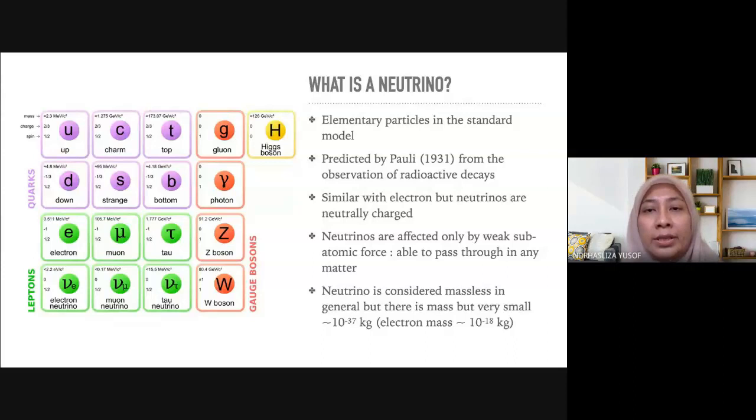Before I move further on, just to explain to the audience, I am a theoretical physicist, so I don't do experiments, okay? All experiments are done by experimentalists, but what we do is predict the production of neutrinos in the star, and we see how it can be constrained by the detection that the experimentalists have set up. Okay, so that is one thing you have to bear in mind.